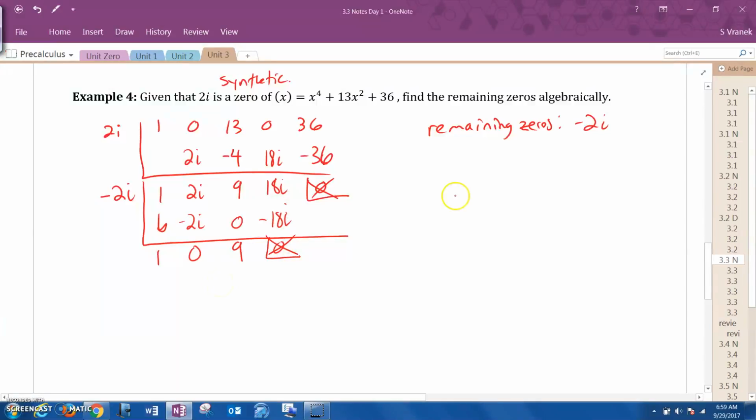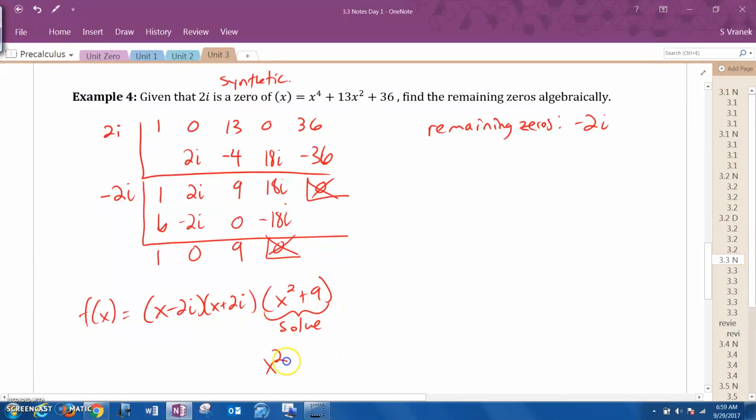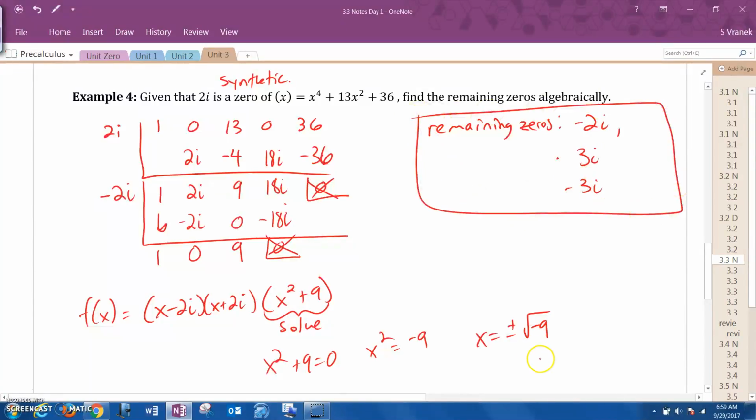And now look at what we're left with. So we're left with this right now. And then we just ended up with, so we need to solve this. So if you solve that piece, we get x squared plus 9 equals 0. X squared equals -9. x is equal to plus or minus root negative 9. So that means my final remaining zeros that I'll put up here are 3i and negative 3i. Because that's what you get. Square root of negative 9 is 3i. You get plus or minus.